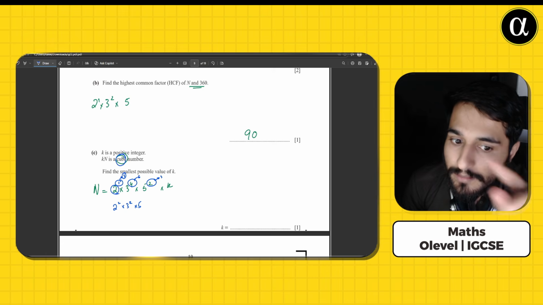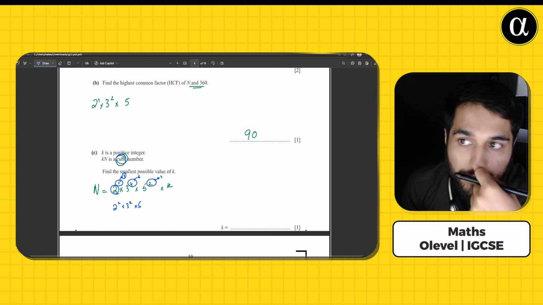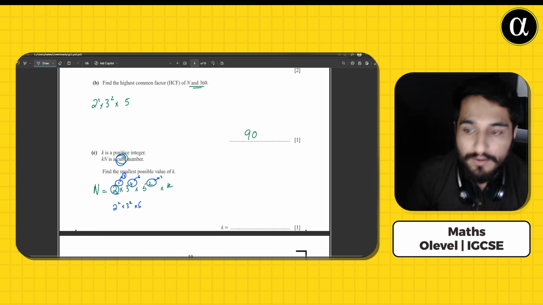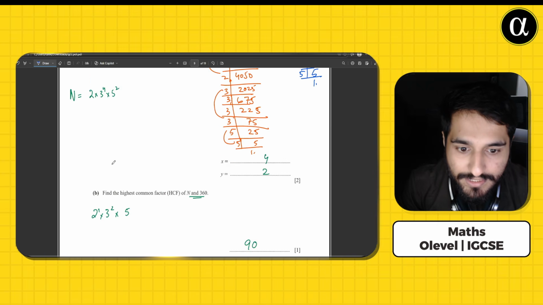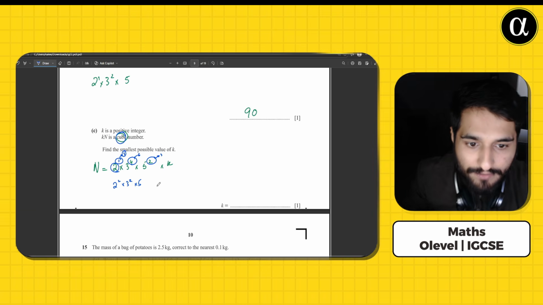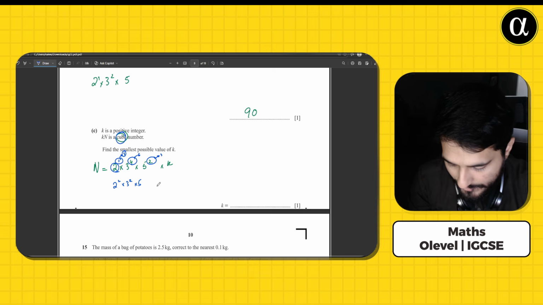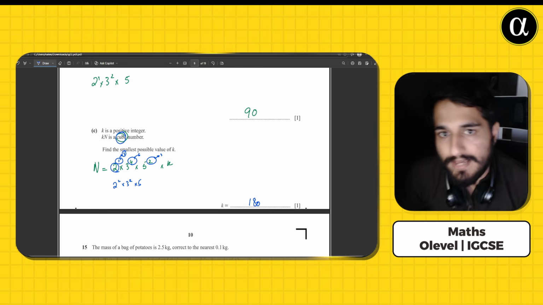Had this been a square number, I would have looked for even numbers, the next even number. But for cube numbers, what we do is we look for multiples of 3 for such cases. And the answer for this case, 14C, is going to be 2 square into 3 square and 5. And that should give us 180 as the answer.